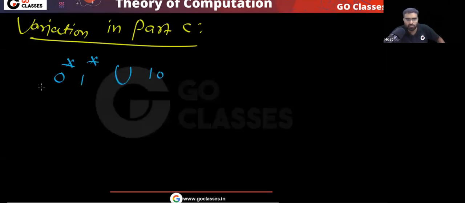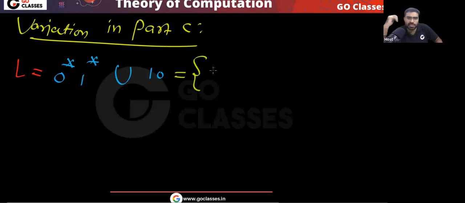A variation in part C. Okay, let's do this. So you tell me, this is the variation: 0 star 1 star union 1 0 union 1 0. Is this what you are asking? Yes. Okay, so this is your language. Now you tell me what is the minimum pumping length.